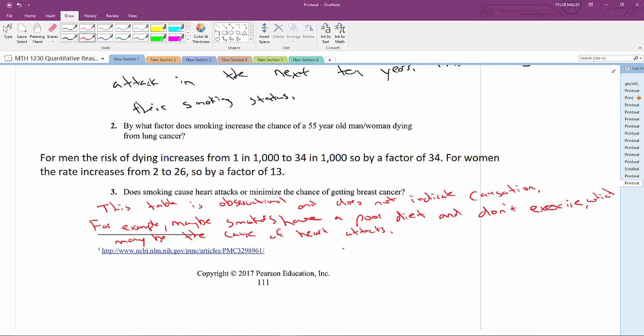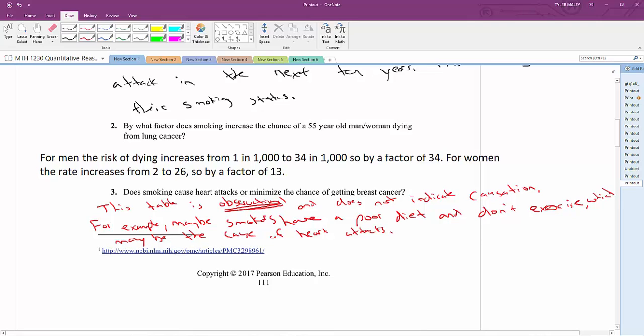So we can't just say this based on this data, right? We can say that it appears that smoking seems to have some type of influence on heart attacks, right? They seem to be somewhat related, right? But we can't say for certain that smoking causes heart attacks, an increase in heart attacks. The only way to know for sure is, this is an observational study.